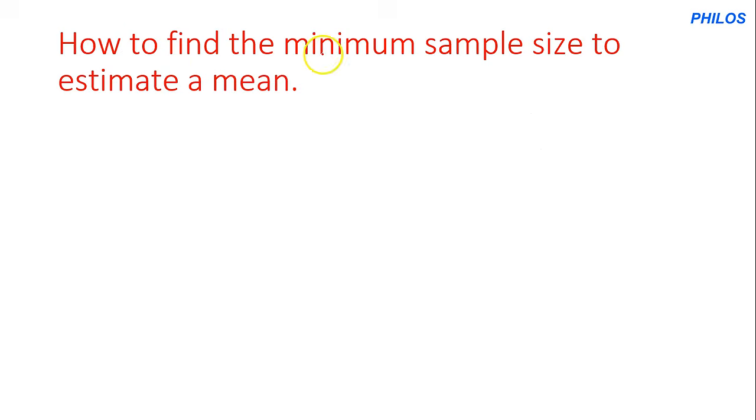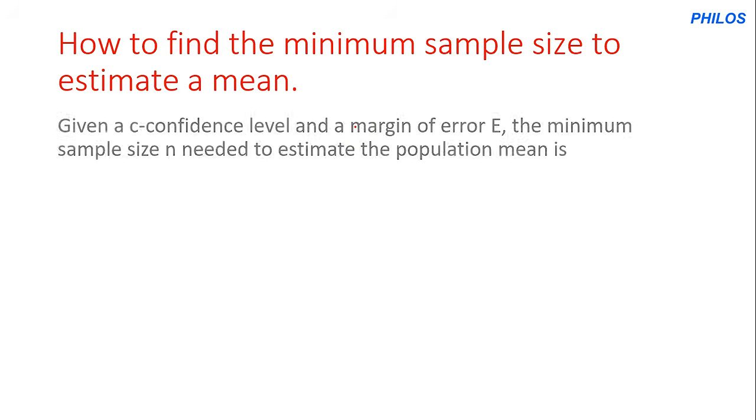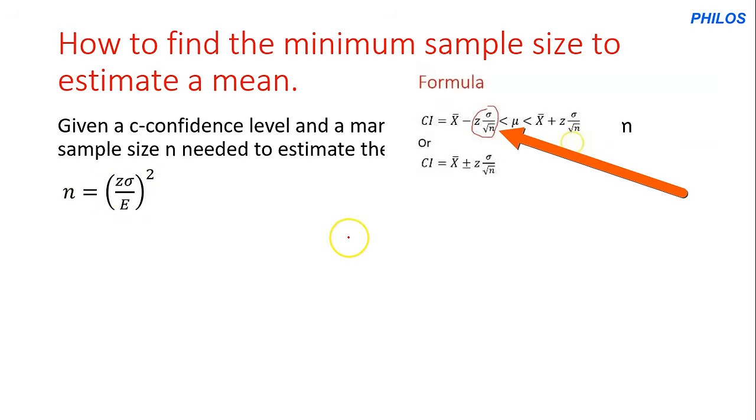Now let's look at how to find a minimum sample size to estimate a mean. Now remember, in the formula for confidence interval, I told you that the part where you have z times standard deviation over root n is called margin of error, and we use E to represent it. Given a C confidence level and a margin of error E, the minimum sample size n needed to estimate the population mean is n equals z times standard deviation over margin of error, all squared. In this topic, we want to look at how to find a minimum sample size. So this is the formula we are going to be using. This formula was derived from the formula for margin of error.